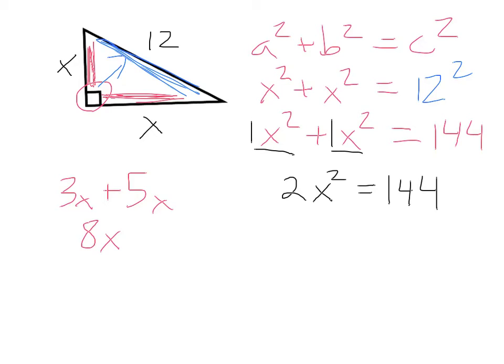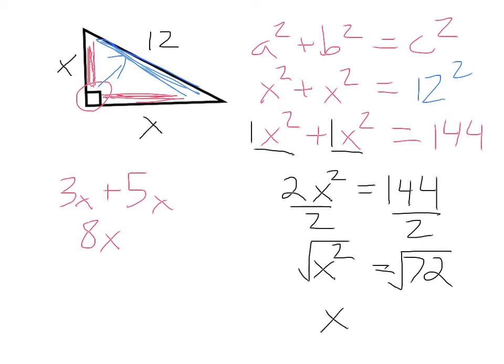Okay? So I can go ahead and divide that by 2 and get, okay, x squared is equal to 72. All right? And now, of course, I just take the square root of both sides to get rid of that x squared, and I get x is equal to square root of 72. You don't need to go any further. You can just leave it as a square root.